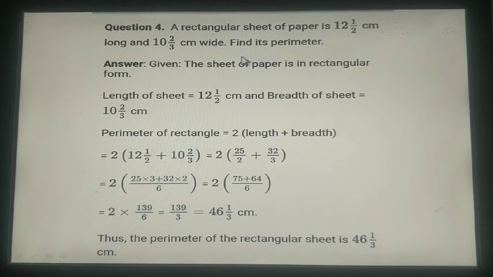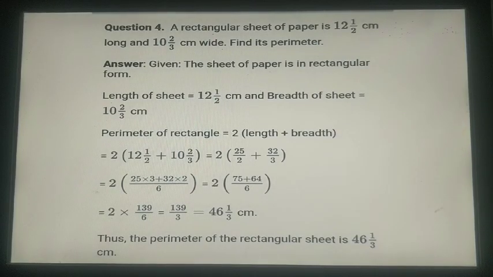Now children, the given things that you always write systematically is like this. Given, the sheet of paper is in the rectangular form, length of the sheet is 12 1/2 centimeters and breadth of the sheet is 10 2/3 centimeters. Children, very systematically you have to write out the statements first.